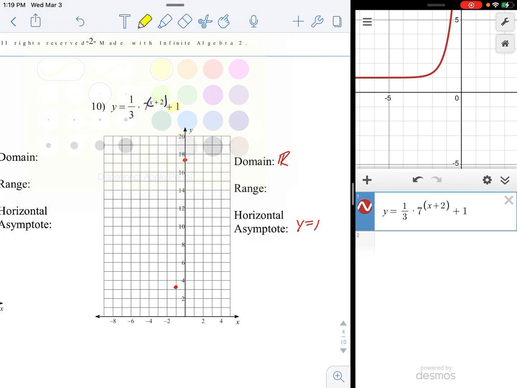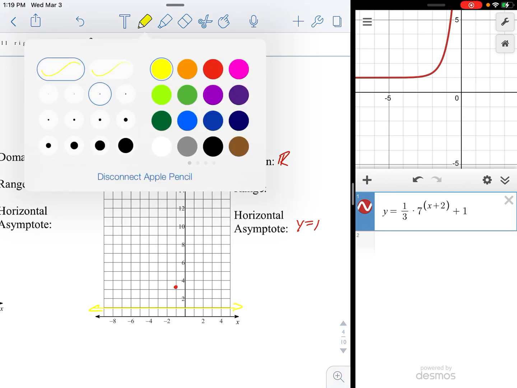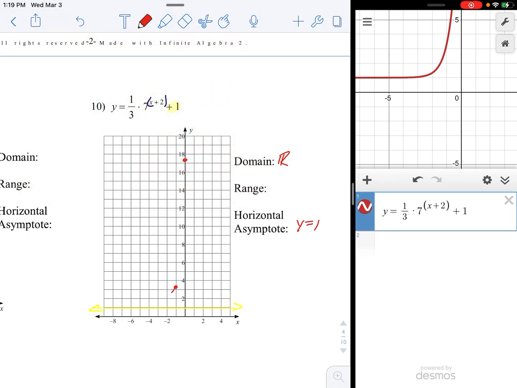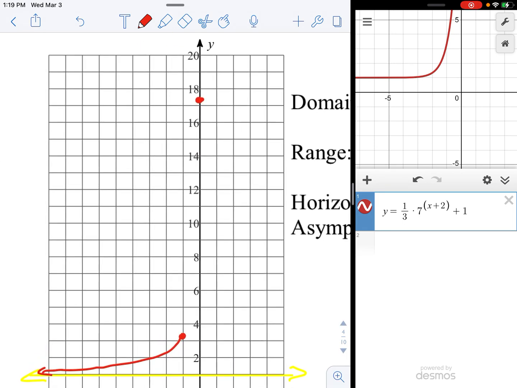Let me get my yellow color out to draw my asymptote at positive 1. If you don't like yellow, you don't have to do it. Like I said, you don't even have to draw that if you don't want to. I just think it helps visually. Wow, that's awful. Okay, it's not supposed to be a straight line. It's supposed to be a curved line. But my drawing is awful. Okay, we're going to call that good enough.